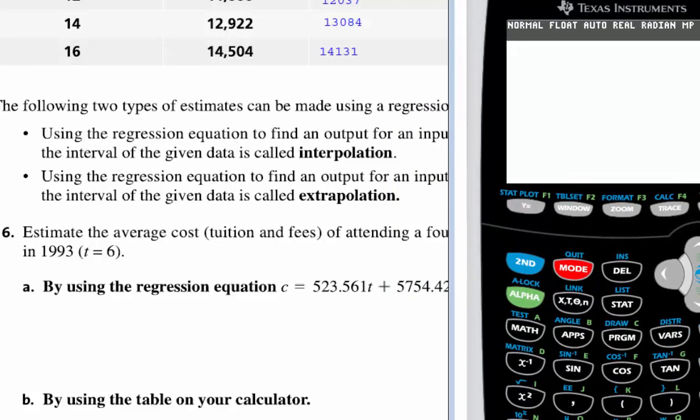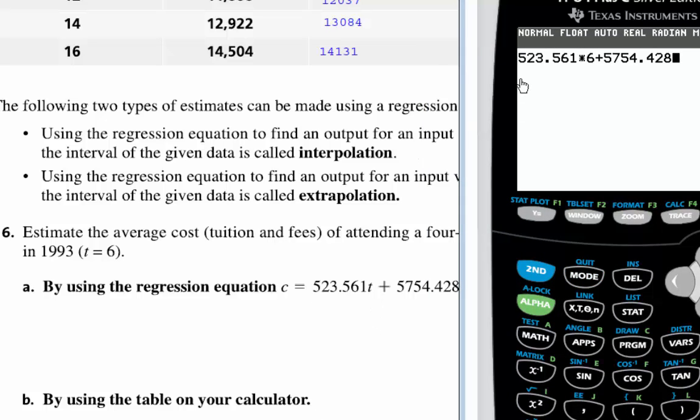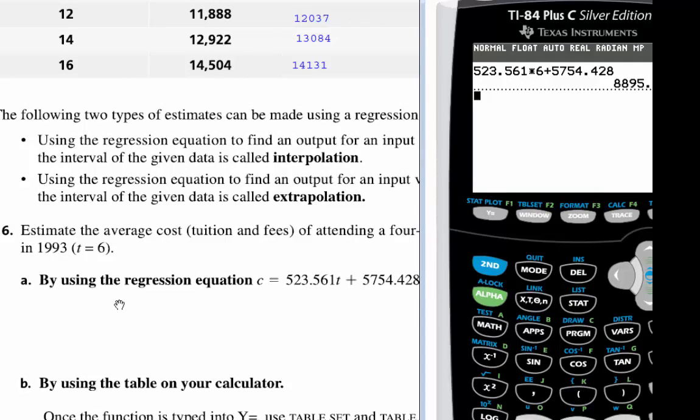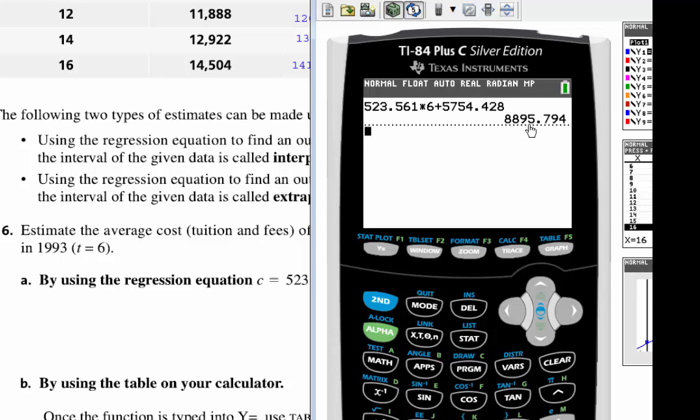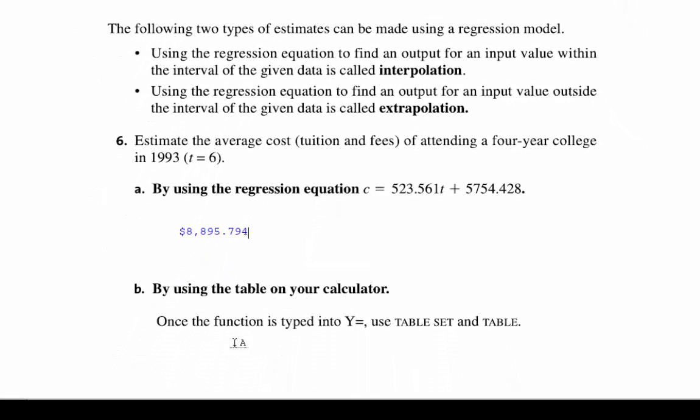And then I'll type in our regression equation, and I'm going to replace the t with a 6. So you can see here's my 523.561 times the 6 years for 1993 plus that 5,754 and change. So I press enter. So according to our model, the cost of tuition in 1993 should be $8,895 and some change. So I'm going to use that for my answer for 6A. So there's my estimate.